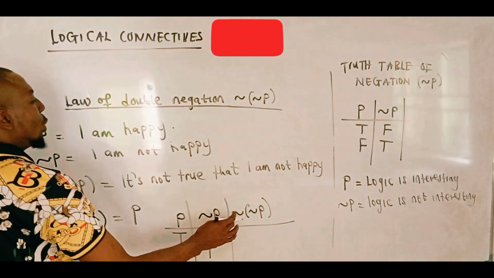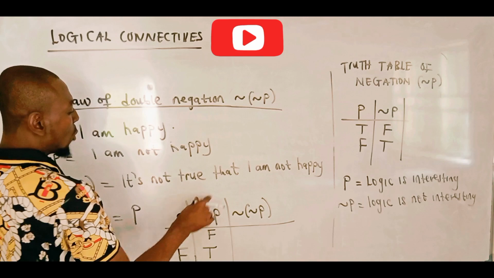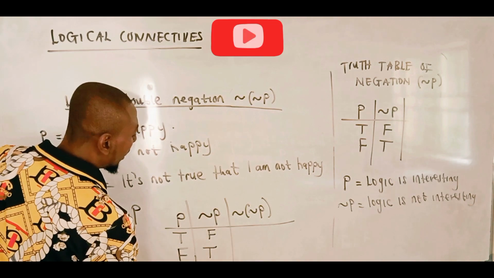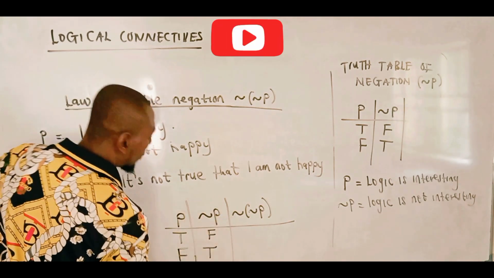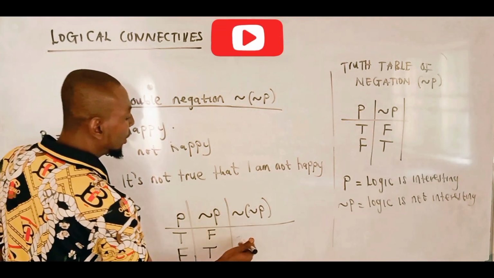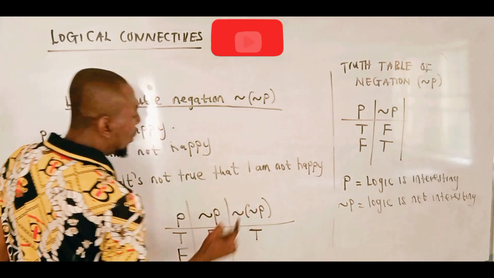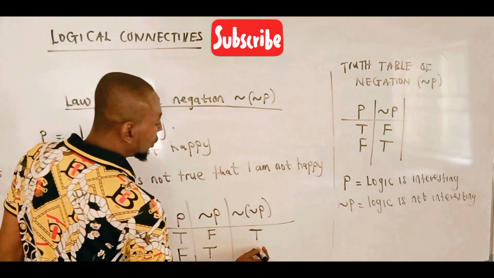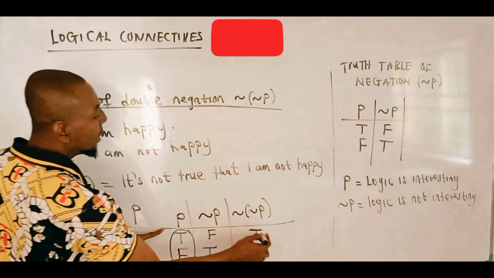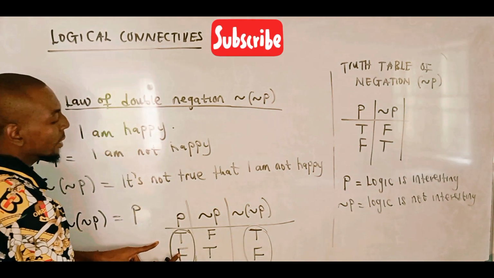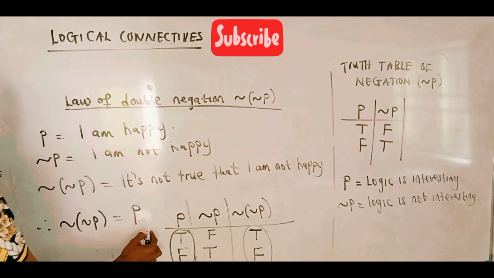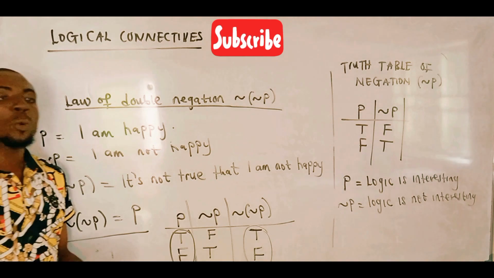Then double negation. This is negation P, and this negation P in the bracket is everything here. The negation means changing this particular negation P column back to the opposite. So when negation P is false, the negation of negation P should be true. When negation P is true, negation of negation P should be false. And if you watch, you find out that the double negation of P is the same thing as P. The truth value of P and the truth value of double negation of P is the same. Therefore, the double negation of P is equal to P.